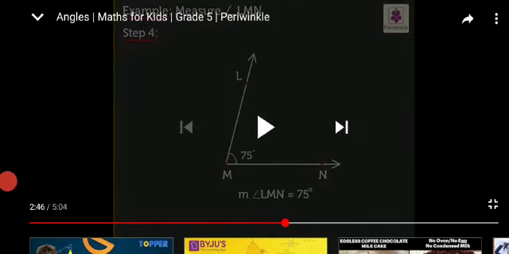I hope, students, you got a better idea of how we will draw the angles. So keep trying, and try to learn the definition of angles and how we will draw the angles.